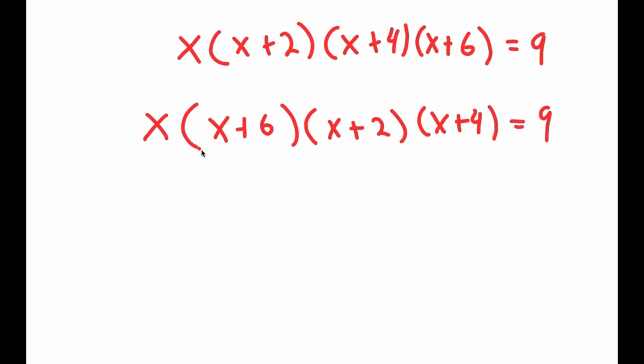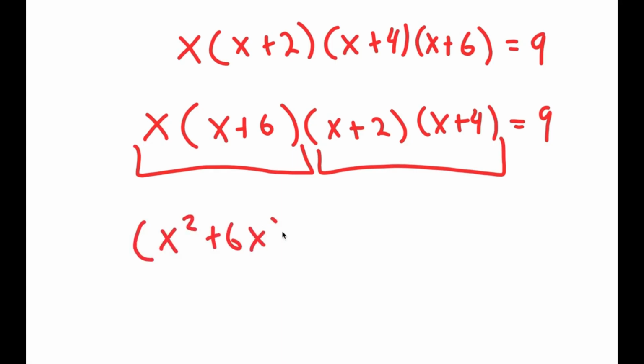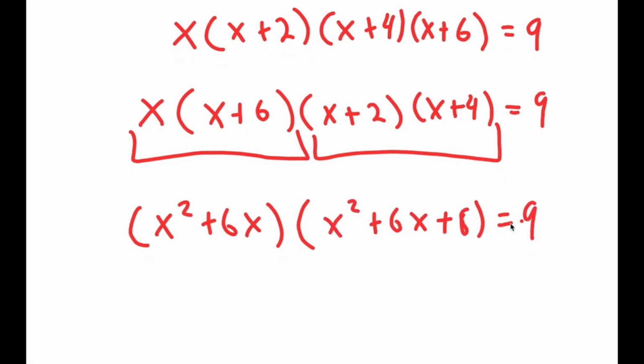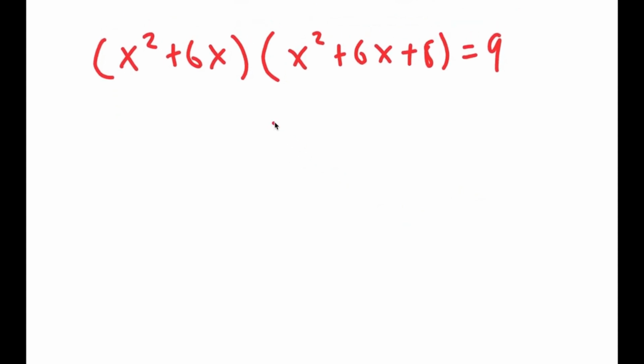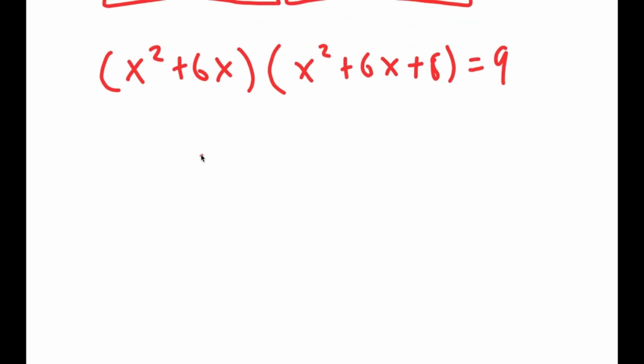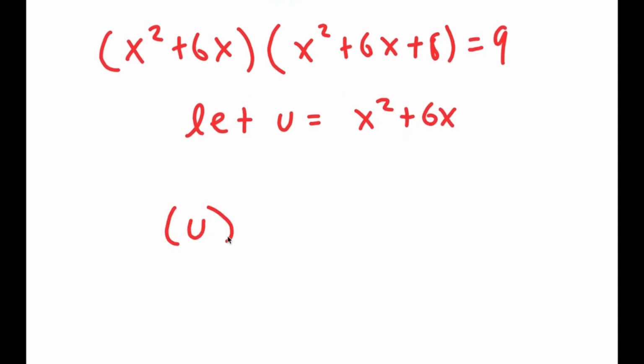And the reason I'm doing this is because I'm going to multiply x with x plus 6 and x plus 2 with x plus 4. So x times x plus 6 is x squared plus 6x, and x plus 2 times x plus 4 is x squared plus 6x plus 8. Now, I'm going to be using u substitution. So I'm going to let the variable u equal x squared plus 6x. So now I get u times u plus 8 is equal to 9.